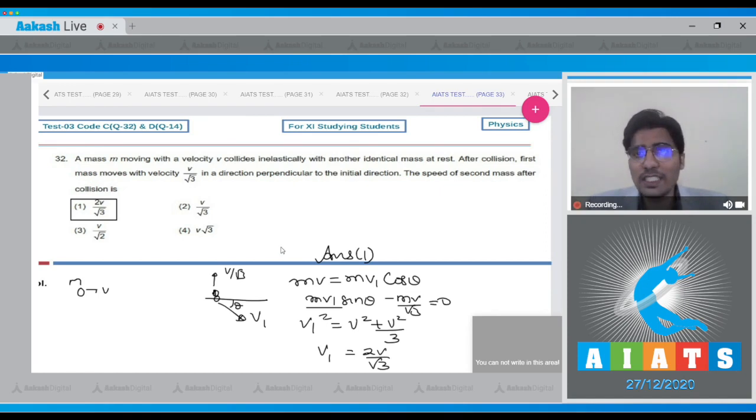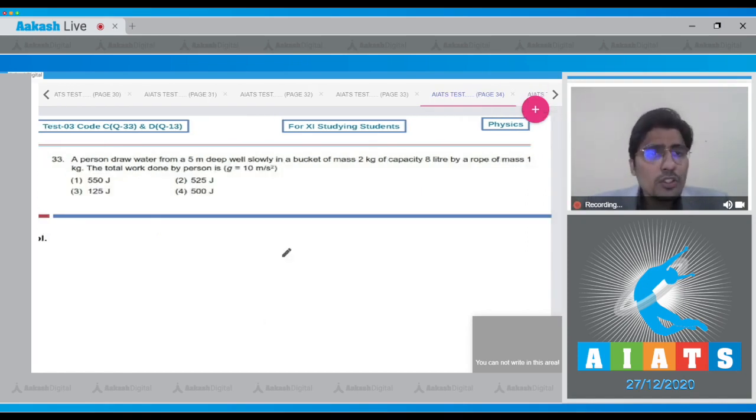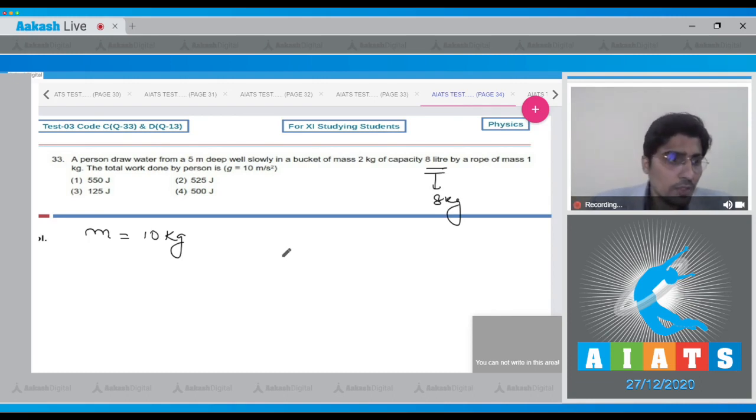Moving on to question number 33. In question 33, a person draws water from a 5 meter deep well slowly in a bucket of mass 2 kg of capacity 8 liter by a rope of mass 1 kg. The total work done by the person is. Dear student, the total work done will be equal to the total change in potential energy. The mass of the bucket and water combined will be equal to m, that will be equal to 10 kg. Now this is because the 8 liter water will be equal to 8 kg equivalent mass. So 8 plus 2 is 10.